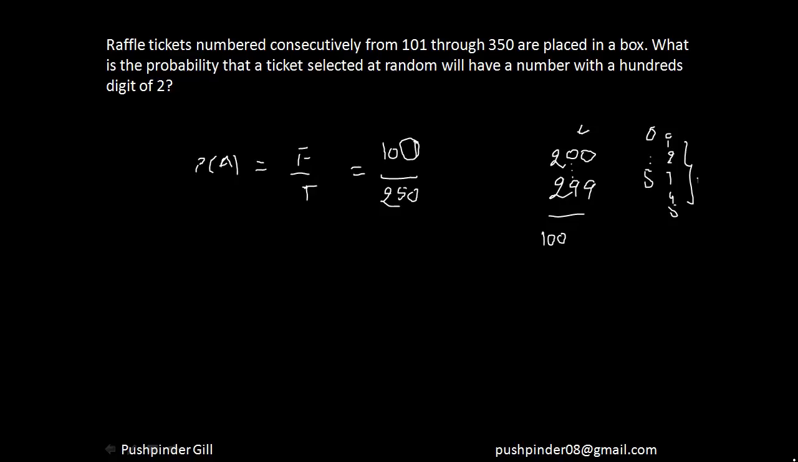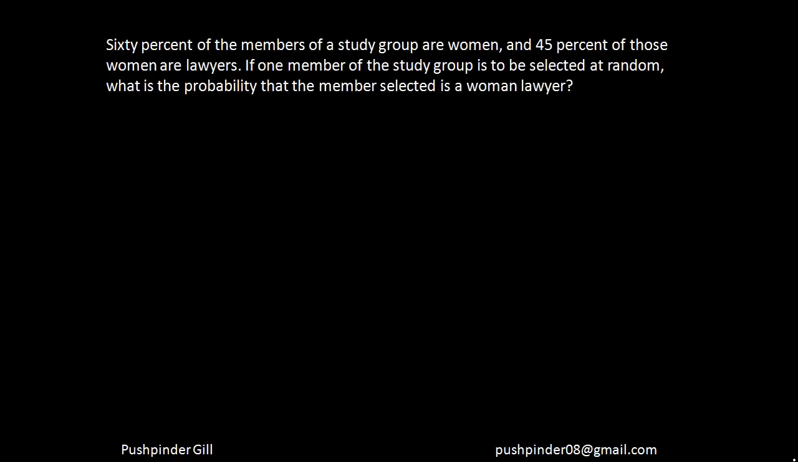It was an easy question just to explain to you what probability is. We'll be doing the complex questions in the practice video, right? So I hope everyone understood this. Okay, let's see this question as well. 60% of the members of a study group are women and 45% of those members are lawyers. And if one member is selected, what is the probability that it will be a woman lawyer?